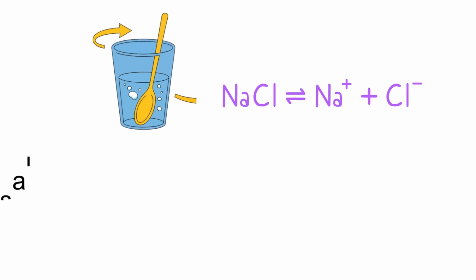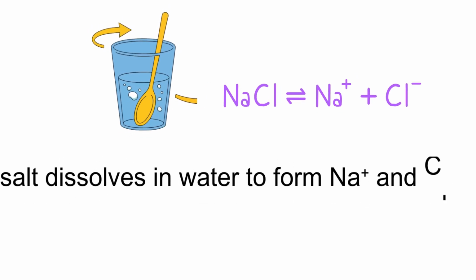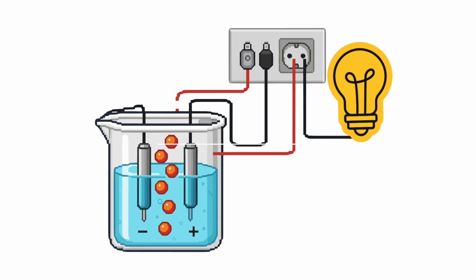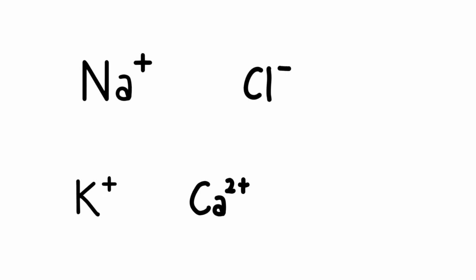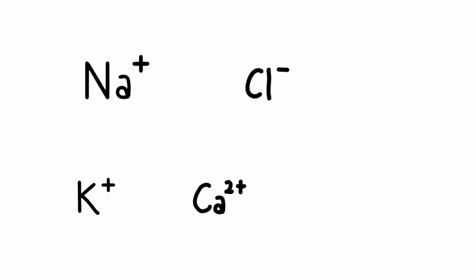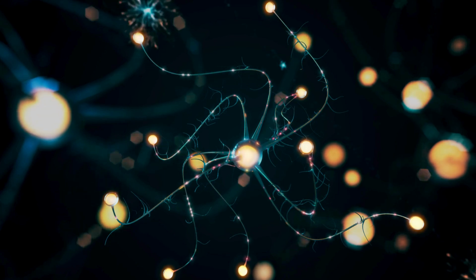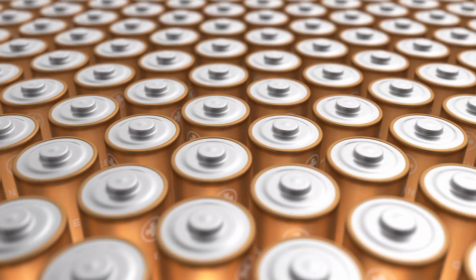Now let's look at real-life examples of ions. Ions are everywhere. In water, substances like salt dissolve into ions, Na+ and Cl-, allowing water to conduct electricity. In your body, ions like K+, Na+, Ca2+, and Cl- are essential for nerve signals and muscle contractions. Even in batteries, ions move between electrodes to generate an electric current.